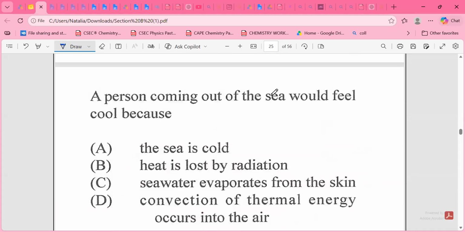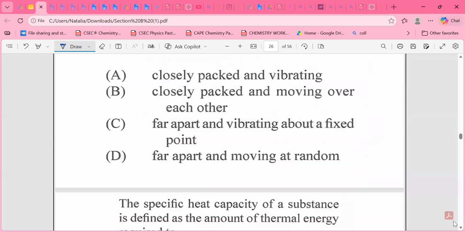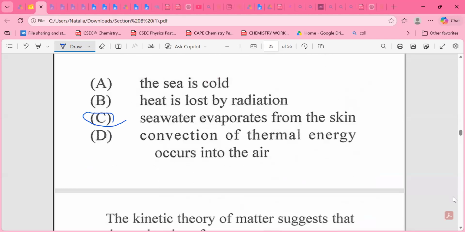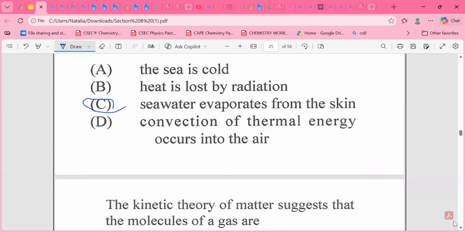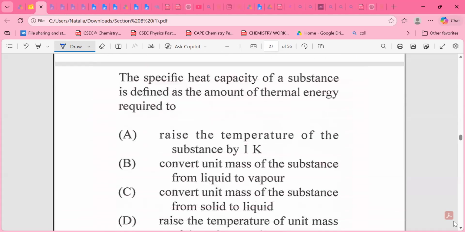A person coming out of the sea feels cool because seawater evaporates from the skin. Once you have evaporation, you'll have cooling. We answered that already.